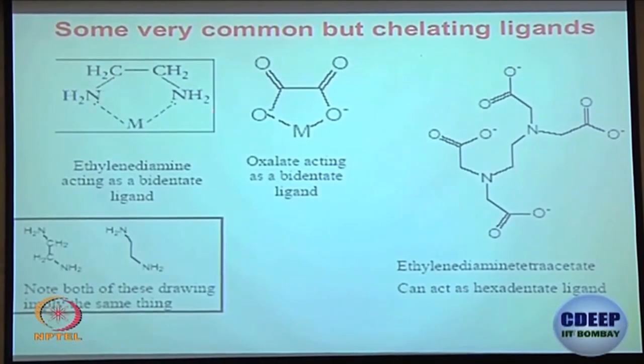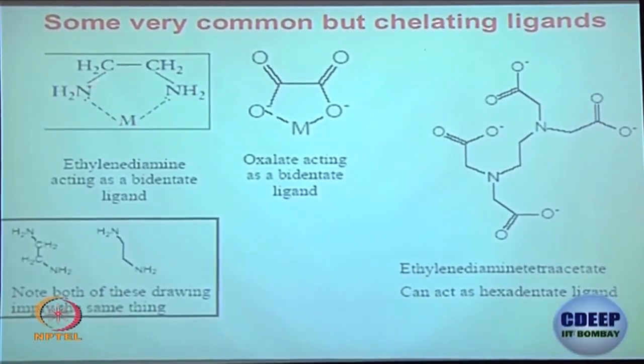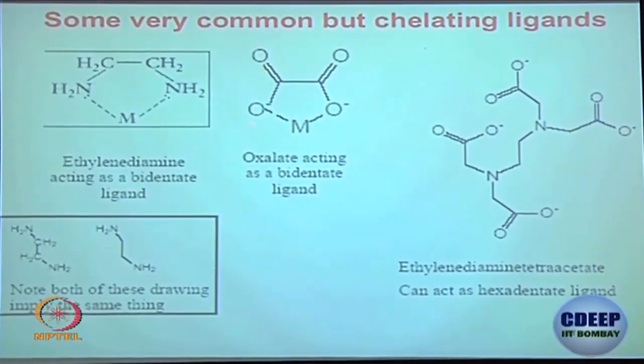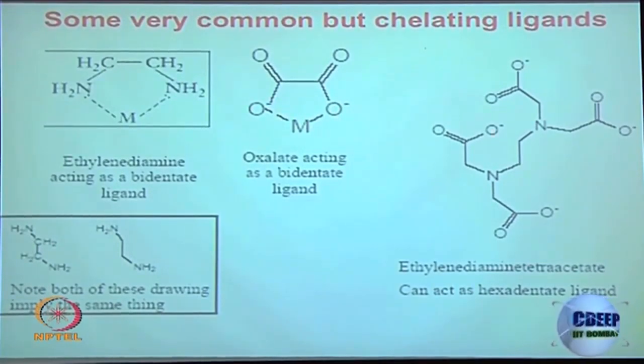This is ethylene diamine forming 1, 2, 3, 4, 5, a 5-membered ring. Oxalate binds the metal center with 2 oxide or O minus groups in a 5-membered ring: 1, 2, 3, 4, 5. Now, this one is going to bind with 1, 2, 3, 4, 5; it is a pentacoordinated ligand. Here it is a bidentate ligand, which binds with the two ends.